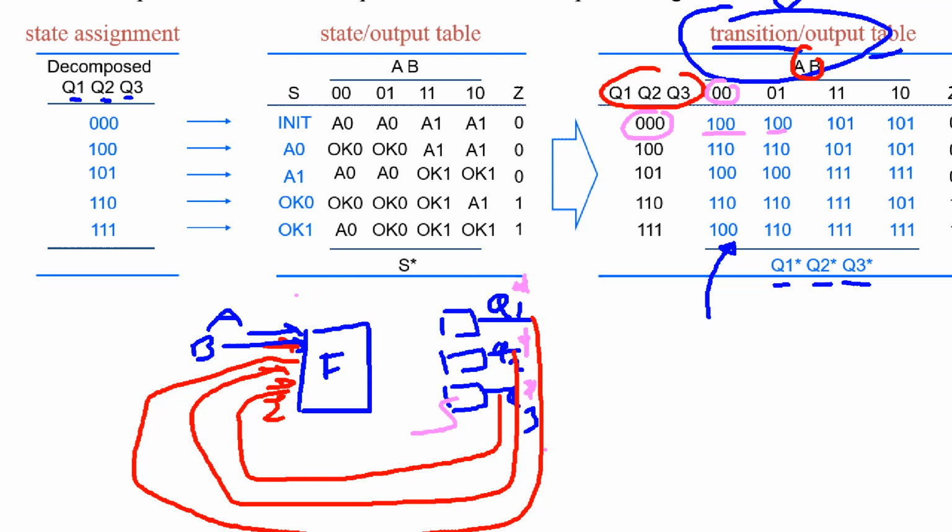So now, if you want to design circuit F, you should know the output of circuit F. Because the output of circuit F will be applied to the input of the flip-flops. So it is the same signal. This is the excitation signal.